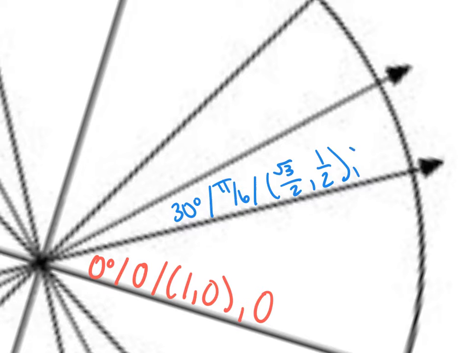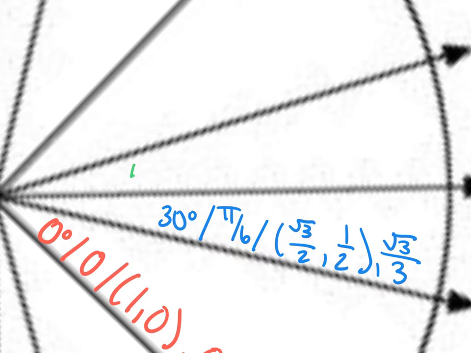Okay, so the first angle is going to be 0 degrees with the radian being 0, and the point is (1, 0), and the tangent would be 0 as well. The next angle is 30 degrees with the radian being pi over 6, and the point is (radical 3 over 2, 1/2), and the tangent is radical 3 over 3.